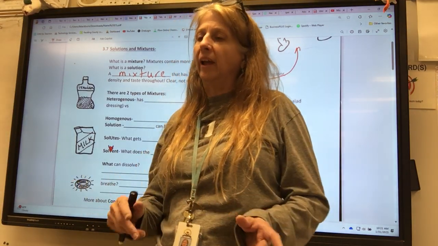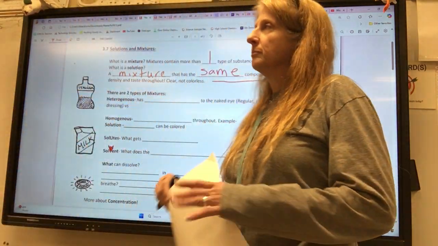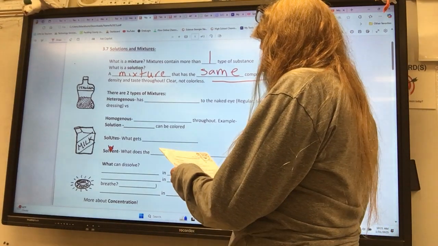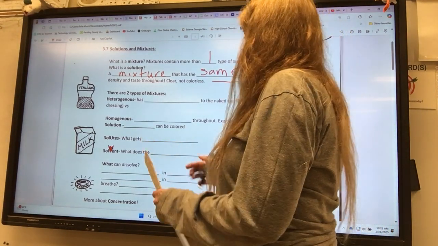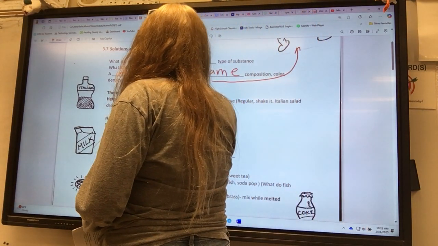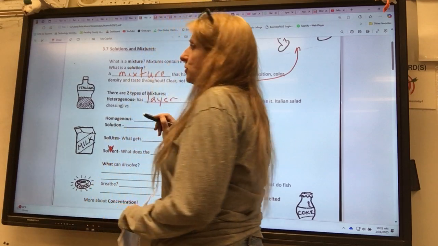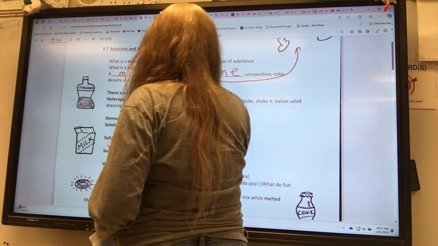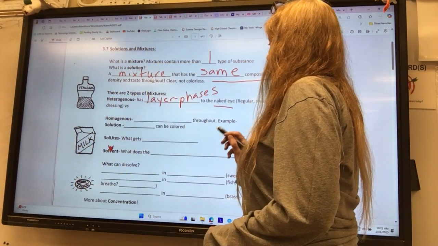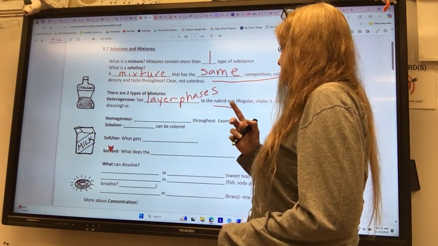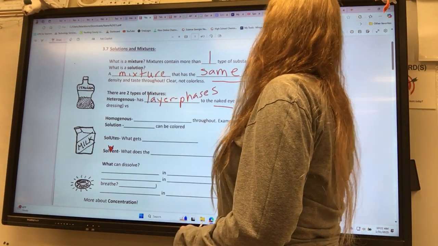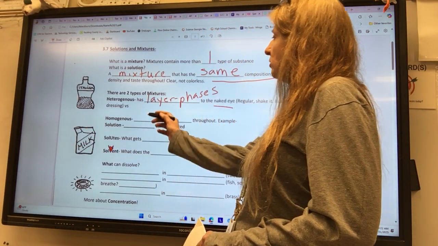Hetero, does it mean same or different? Different, right? So the heterogeneous has differences in it. It has layers that you can see with the naked eye, and in chemistry, we call those phases. They're phases, and this is just to the naked eye. If you were microscopic, you could see differences microscopically. So our example is regular, you shake it, Italian salad dressing.